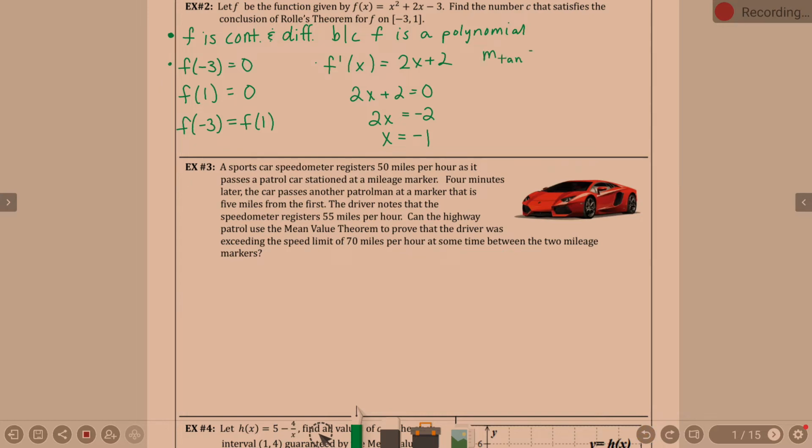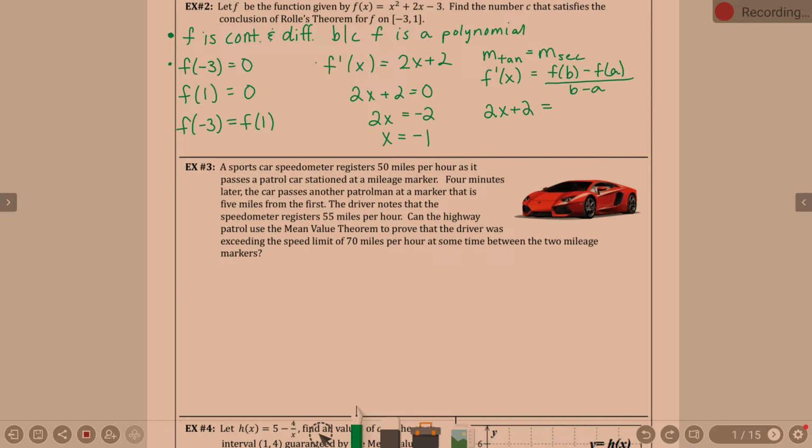slope of the tangent equal to the slope of the secant, so f prime of x is how we would do the slope of the tangent. Slope of the secant, realizing that's going to be f of b minus f of a over b minus a. Now, what was f prime of x? F prime of x was the 2x plus 2, right? F of b minus f of a over b minus a.